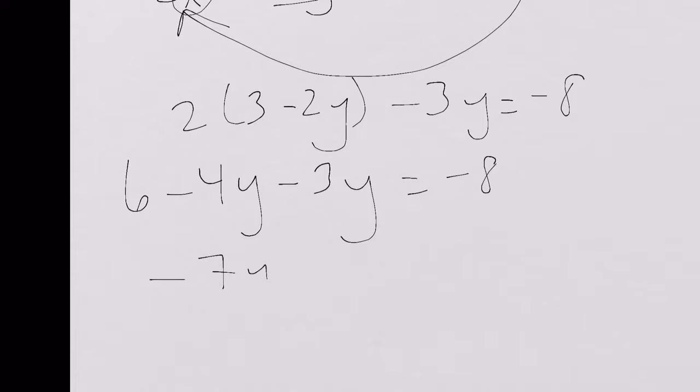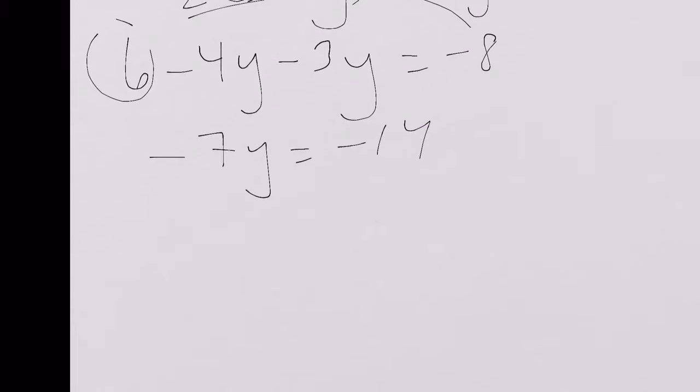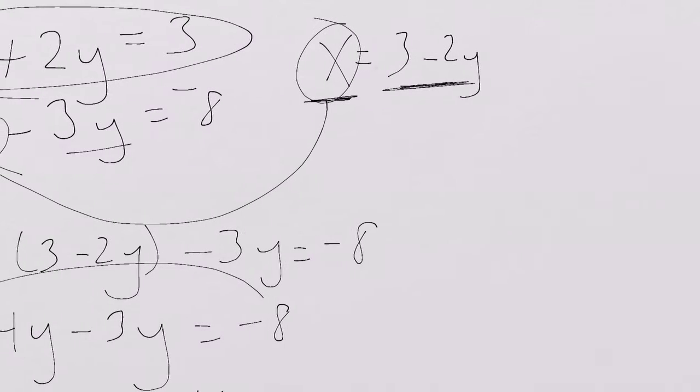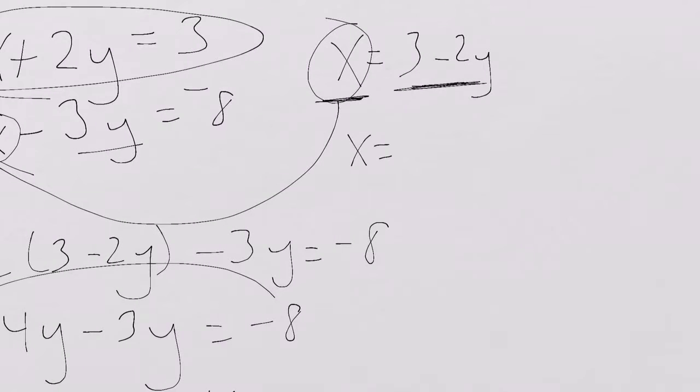So I have negative 7y. If I move that 6 to the other side, that gives me negative 14, and I get y equals 2. So if I know that y equals 2, I can come back up here and say x equals 3 minus 2 times 2, because we just solved y equals 2, and I get x equals negative 1. So your solution would be negative 1, 2.